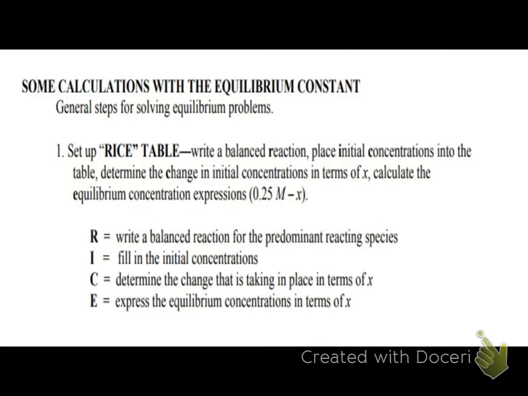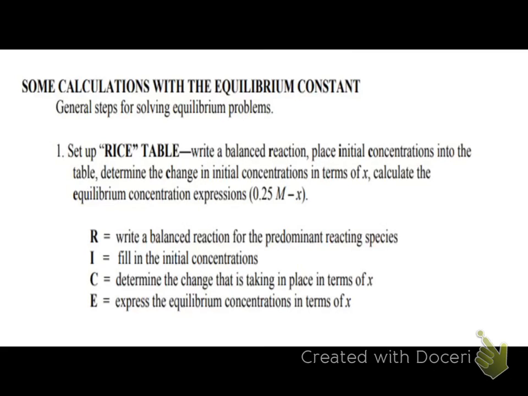So this is the second part of equilibrium, where we are going to need to solve for things usually not at equilibrium. If you are at equilibrium, obviously you can just plug things in to the equilibrium expression and solve for it. But if they don't give you equilibrium concentrations, they give you initial concentrations, you're going to need to use something that we call the Rice table.